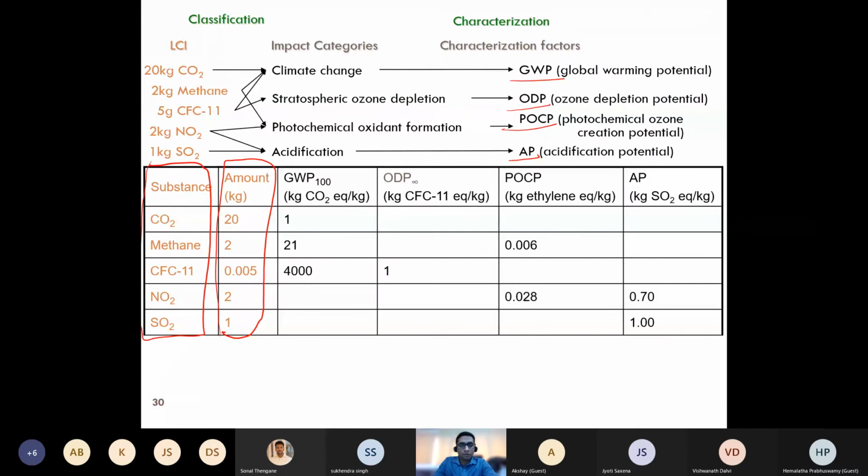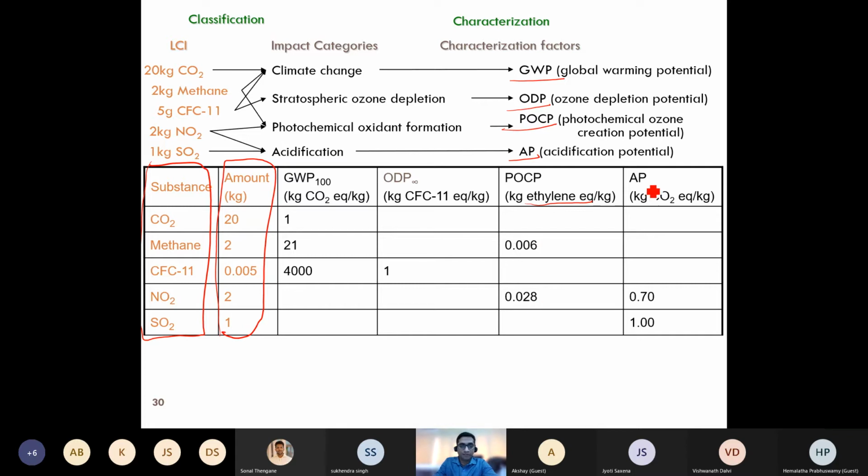And similarly, the ozone depletion is just caused by CFC11, so we just have 1 here. For the photochemical oxidation, it is coming from 2 sources, which is methane and NO2. And the unit for that is kg ethylene equivalent. We don't have any emissions of ethylene, so we don't have 1 anywhere. We just have the conversion factors.